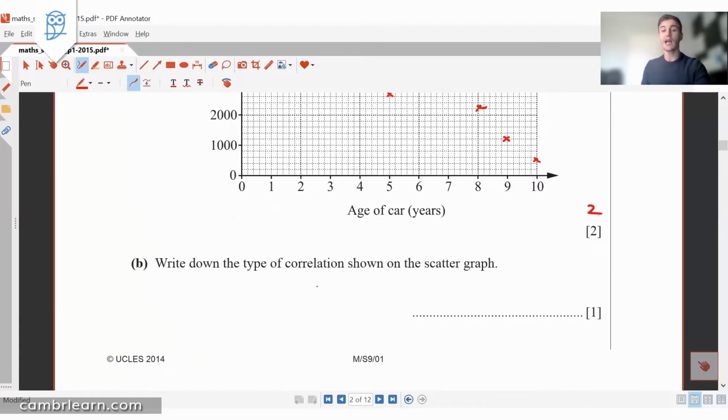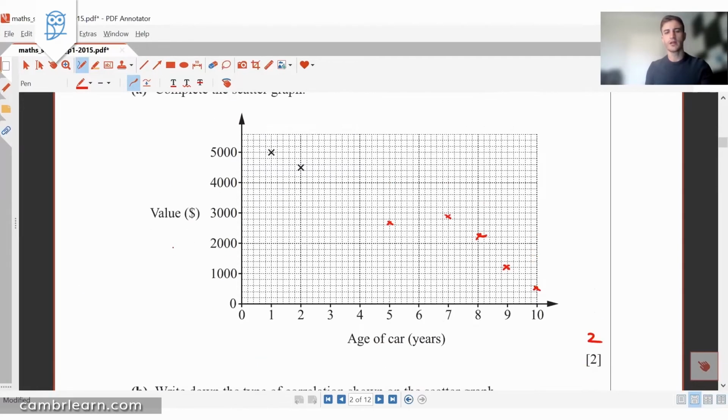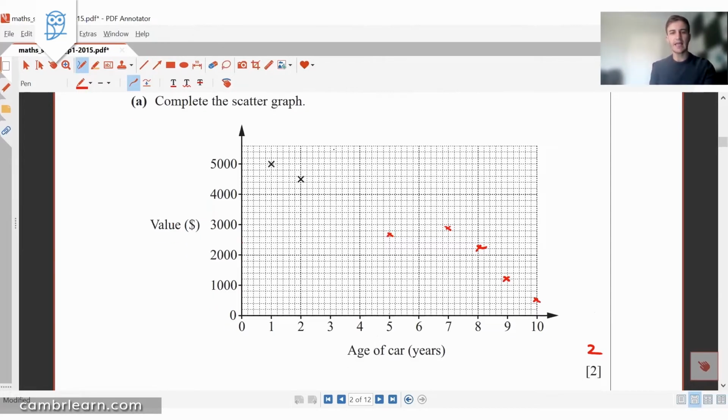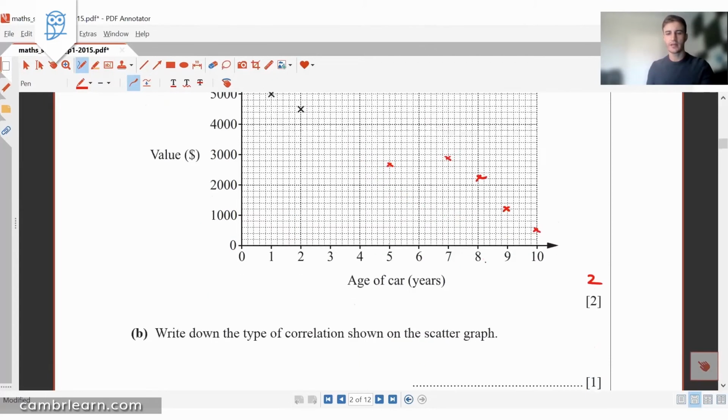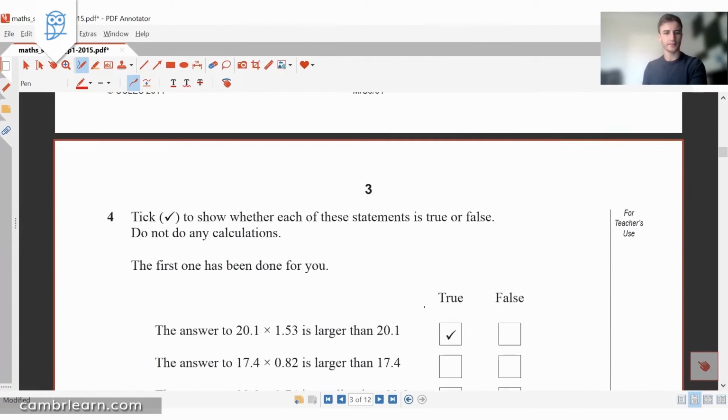Right, B, write down the type of correlation. Okay, so we have 2 types of correlations. Okay, so 2 main types. We have a positive correlation where all of these coordinates are going in a positive direction. So positive, it's going upwards. But in this case, we can see that it has a negative correlation. So everything is going downwards. Okay, so this has a negative correlation. Okay, great stuff. Moving on.